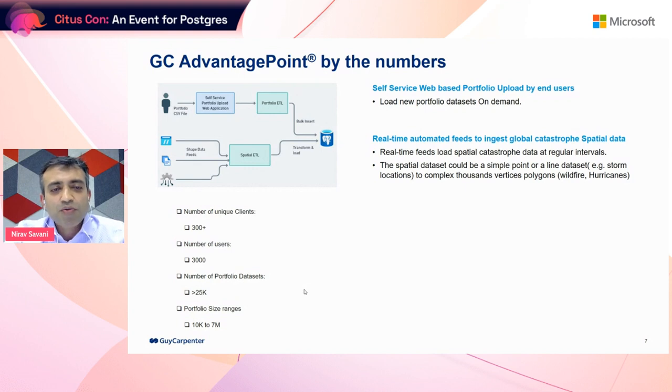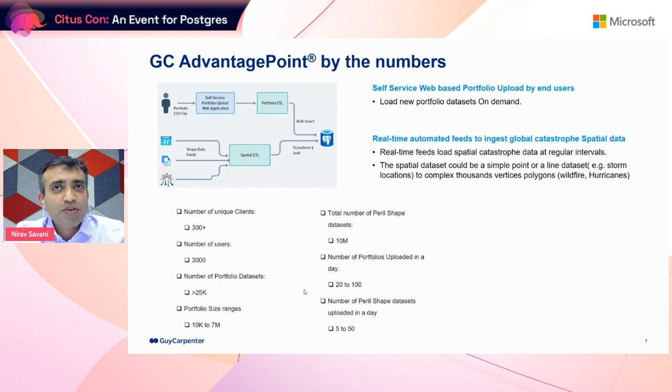So this portfolio could be anywhere from 10,000 to 7 million locations. And about the peril shapes, we have upwards of 10 million shapes which have been loaded. Some of them are just multiple shapes combining to form one event, but that's the number of shapes.